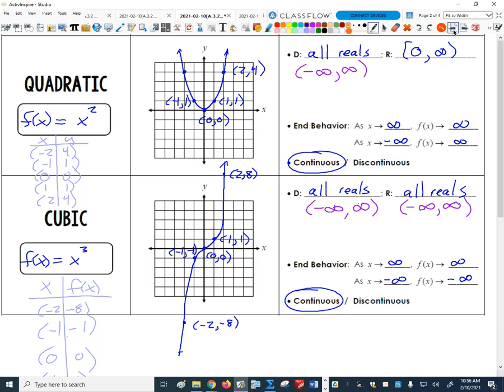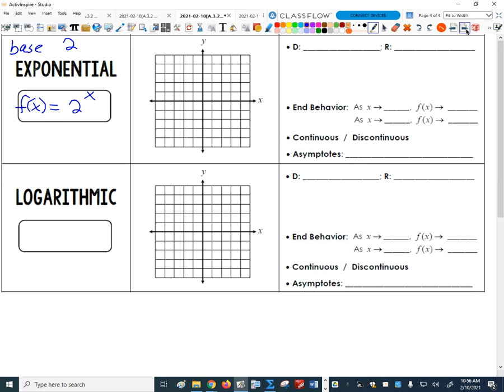We're used to seeing things like this when we have an exponent, where we have a variable as our base and a constant number as our exponent, right? Like in the quadratic or the cubic parent functions. An exponential function flips that around. In an exponential function, you have a constant number as the base, and the variable goes in the exponent.